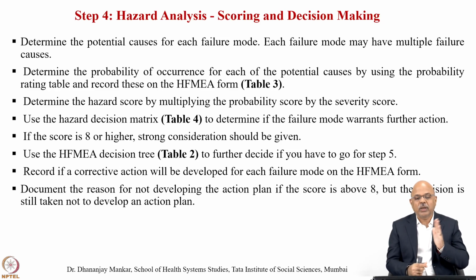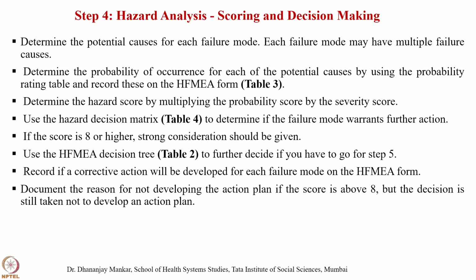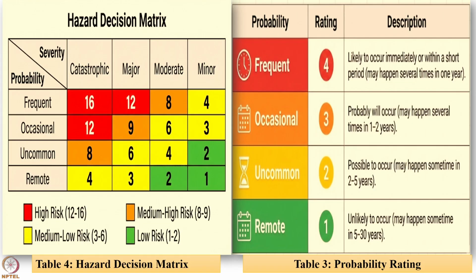Very important, in comparison to the decision tree that we have seen, to further decide whether you have to go for step 5 or you have to work on that part. Record if a corrective action is needed and develop one for each of the failures given in the HFMEA form. Document the reason for not developing the action plan if the score is above 8, which is a disastrous mechanism, and why it is not being taken.